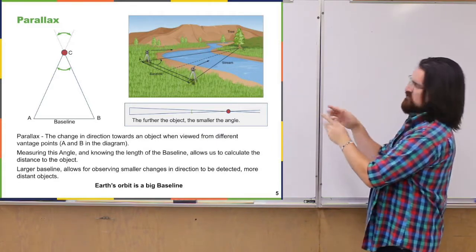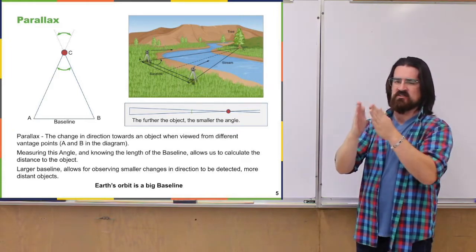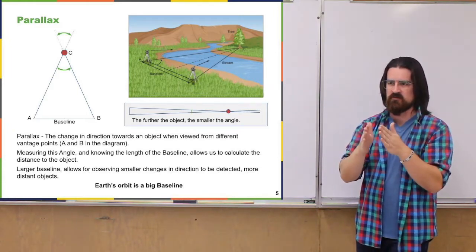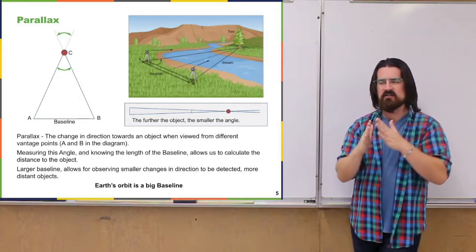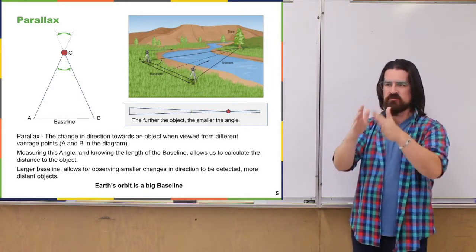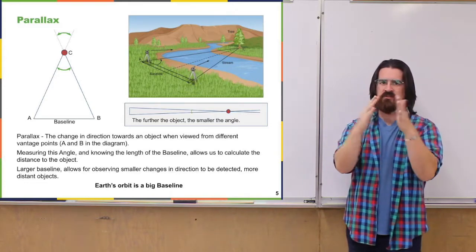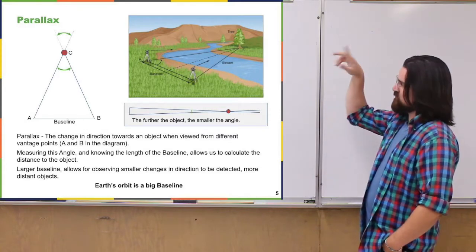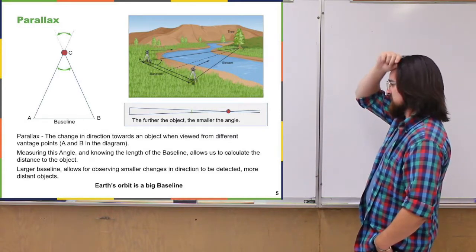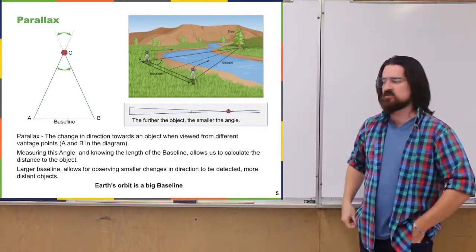Okay? So once you get to really far, far away objects, the same baseline doesn't do as well anymore. Meaning that you need to try to get a bigger baseline. Further and further away, you kind of need to keep expanding your baseline in order to still be able to detect a change in those vantage points. But if you can detect that change, and you know the distance between A and B, the baseline there, then we can calculate the distance to the object.